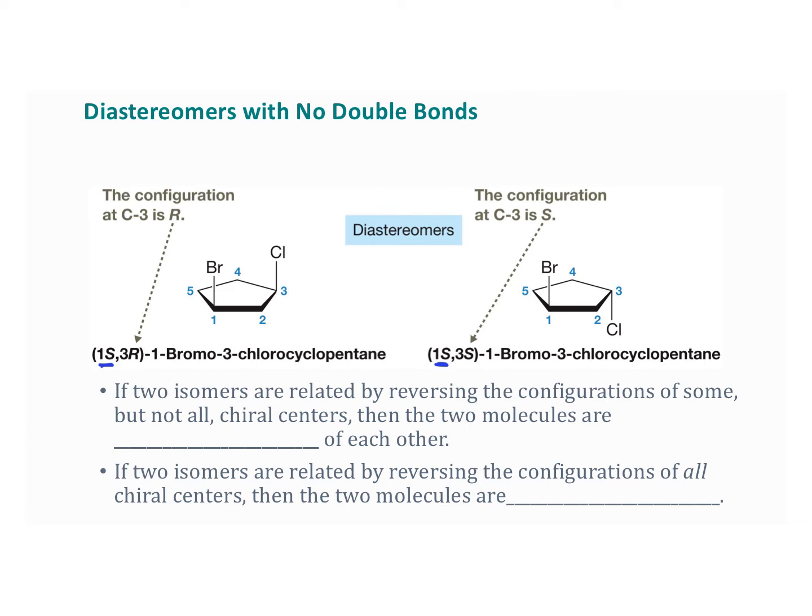So if two isomers are related by reversing the configuration of some, but not all, chiral centers, then the two molecules are diastereomers of each other. If two isomers are related by reversing the configuration of all chiral centers, then these are enantiomers of each other.